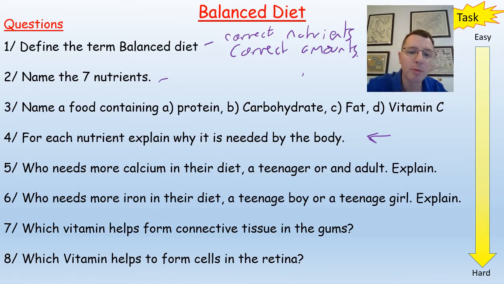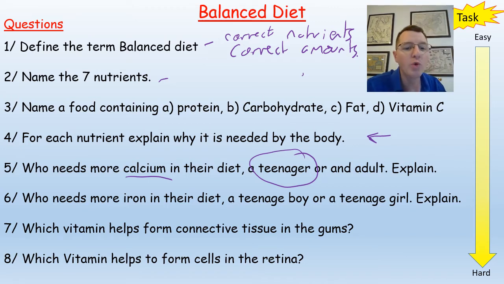Who needs more calcium in the diet? A teenager or an adult? Explain why. Well, the answer to that is teenager, and when we explain, we try and use a definition. So calcium is needed for strong bones and healthy teeth, and in a teenager they are growing, their bones are getting longer, so they need more calcium. The adult, on the other hand, needs less calcium because their bones have stopped growing. We do need calcium, we still need to maintain those bones, but they are no longer getting longer.